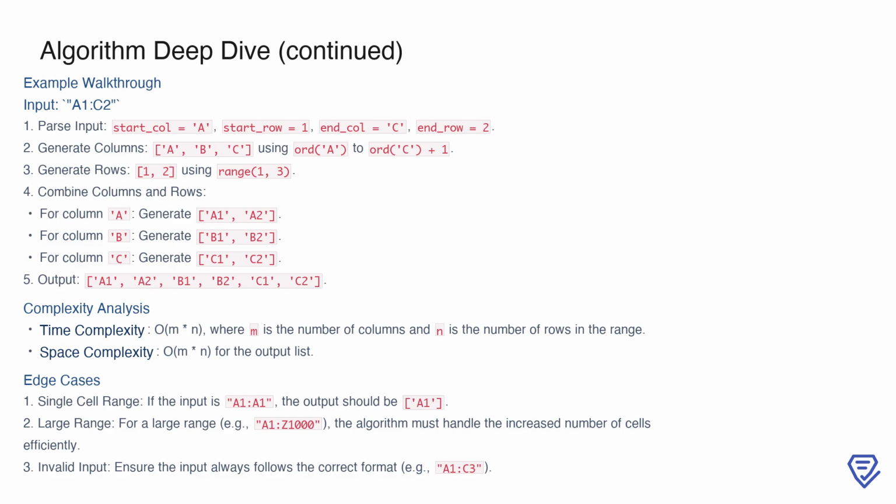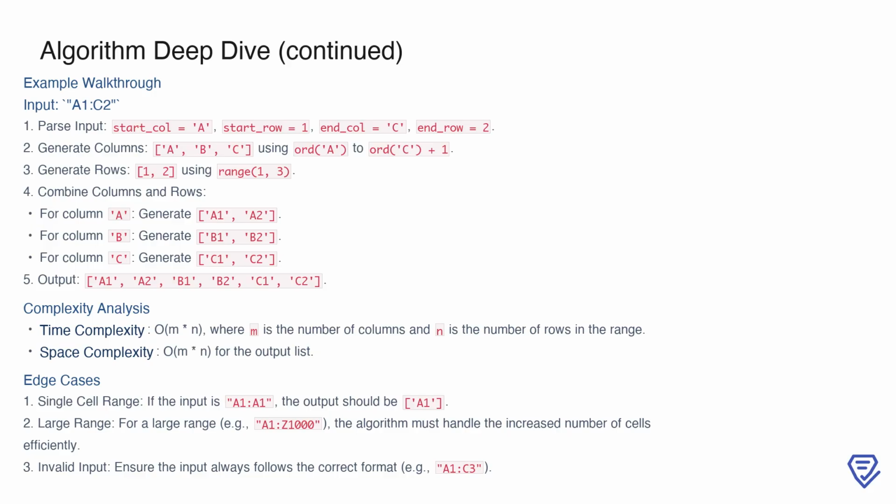Now, we combine the columns and rows. For column A, we combine it with rows 1 and 2, generating A1 and A2. Similarly, for column B, we get B1 and B2, and for column C, we get C1 and C2. Combining all these results, the final output is A1, A2, B1, B2, C1, C2.